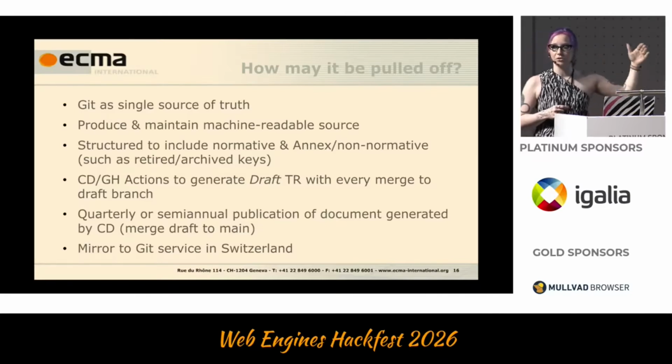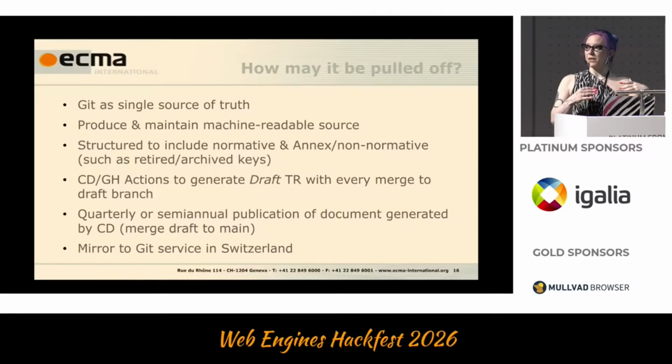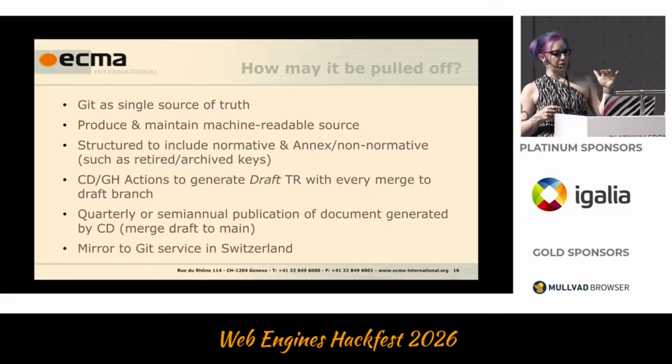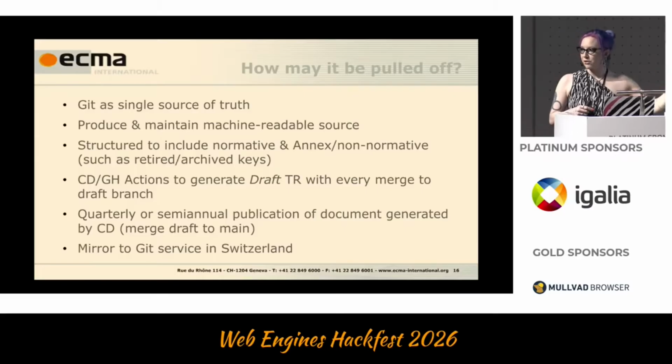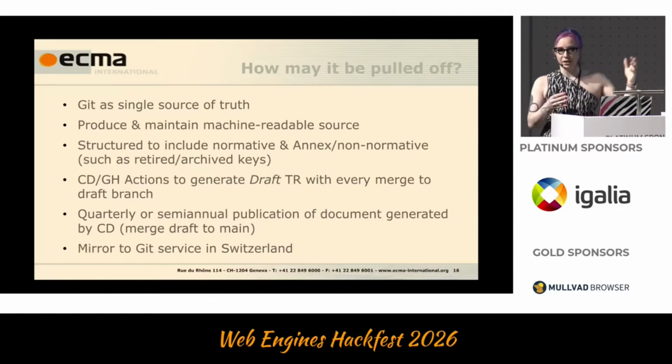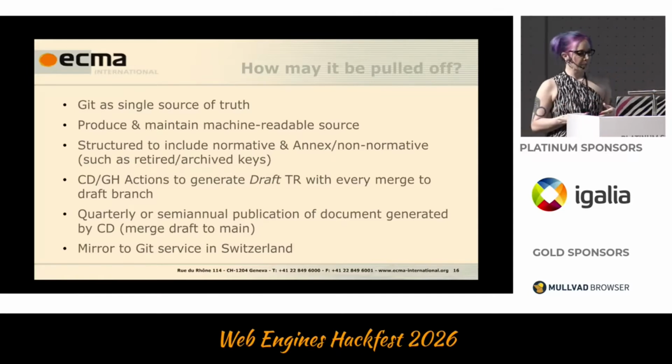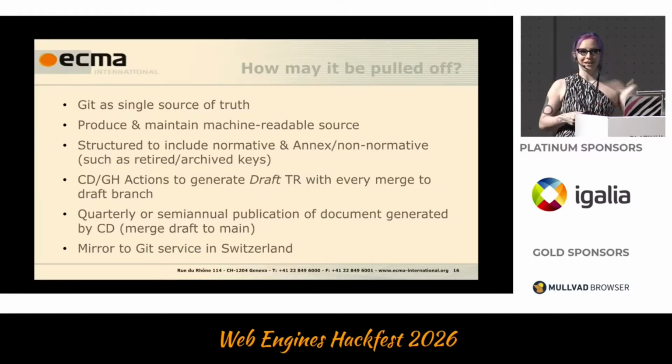Automating the publication, making sure that drafts are always marked as draft, because if this is going to be a formal document from Ecma, it needs to be approved by the General Assembly every time it's produced, so presumably twice a year. So the goal was we'll have perhaps a branch called draft that is the main branch, and you open your pull request on the draft branch, and then every 6 months we cut a tag and produce the pretty PDF version and then submit that to the General Assembly for approval. And then, of course, mirror it to a Git service in Switzerland because tech sovereignty.